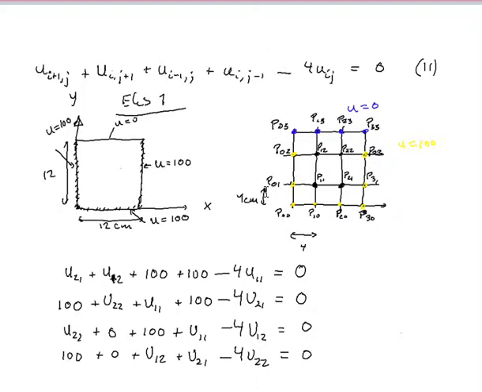Using a smaller value of h, we get more equations, and we get a numerical result which is closer to the exact solution. So remember, this is not the exact solution, but it's an approximate solution of the actual problem.